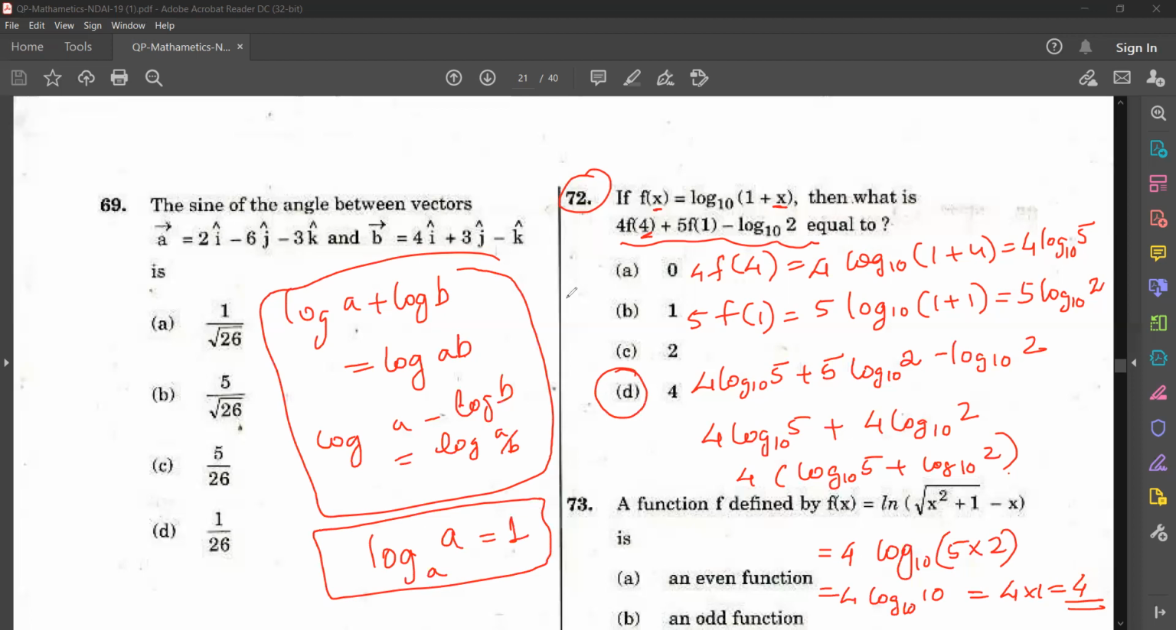So these many rules we have applied, this first rule and this rule. So learn by heart now itself: log A plus log B is log AB, log A minus log B is log A by B. Then log A is 1.